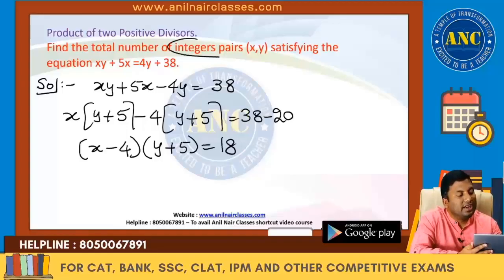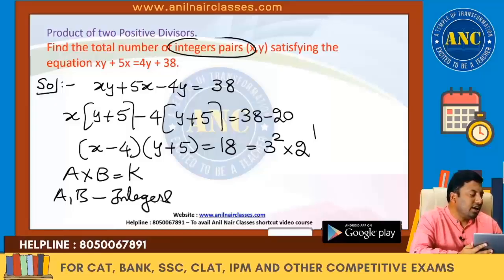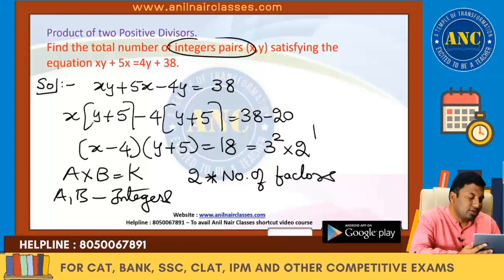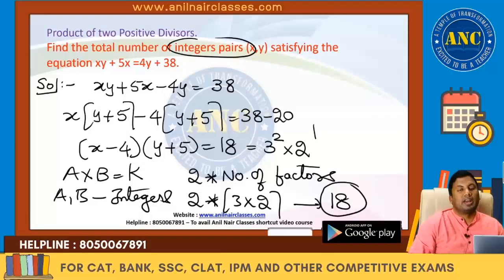The question is about integers. 18 is nothing but 3 square into 2 power 1. a into b equals k, where a and b are integers, it is twice the number of factors. So 2 into, this is nothing but 3 into 2, 9 twos are 18. There is no case where x and y can be zeros because x and y are not in the denominator.